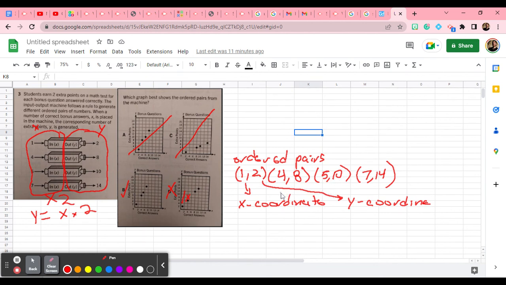Okay, so we learned about ordered pairs. We used our input-output machine, and we put in our bonus. We did our operation, which was times 2, and then we got our output, which is our y coordinate. We learned that x coordinate always comes first, and we crawl across the x axis, and then we climb up the y, or parallel to the y, to find our plotted point, or where we're going to put a plotted point.